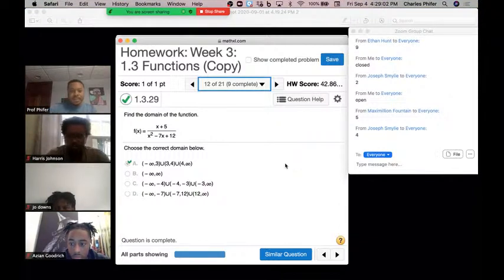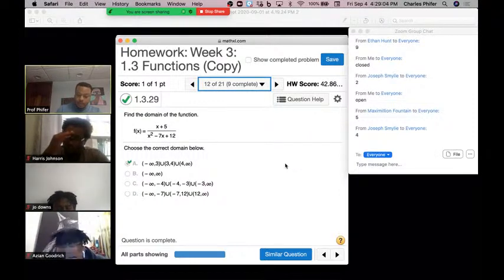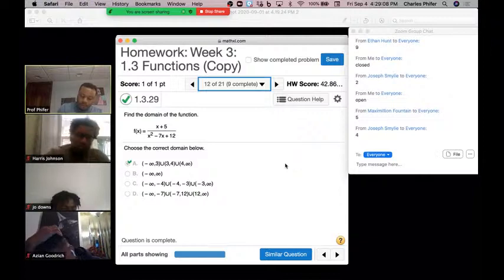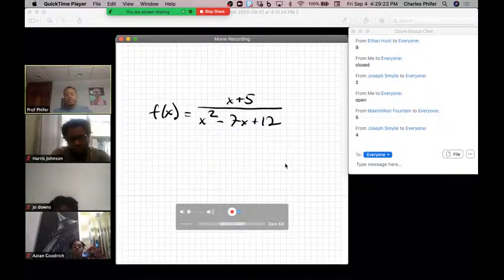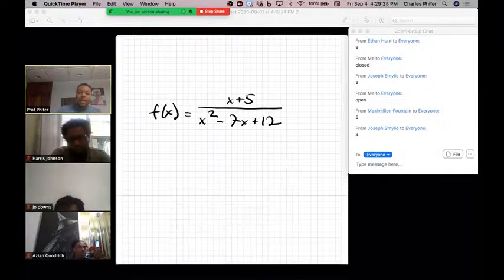let me actually get a copy of the original. So let's see, we got this f of x. We got x squared minus 7x plus 12 under x plus 5, right? This is the original. And let's center this a little bit so it's by itself. Okay. So this is the original, right? And it asks us, what's the domain of this?